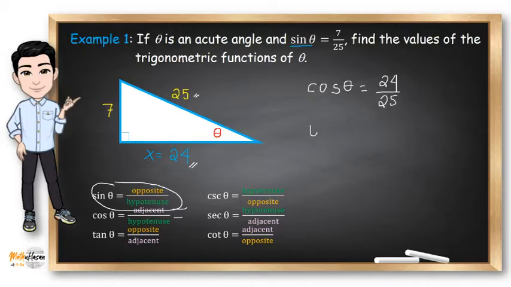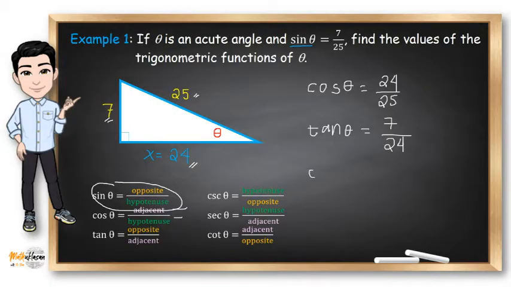How about tangent? Tangent is TOA. So opposite over adjacent tayo. In the angle, the opposite side is 7. TOA. So this is 7 over adjacent, which in this case, we all know now it's 24. So you just write 24 here. So yan na yung cosine natin, tsaka yung tangent theta value. But how about the remaining 3?